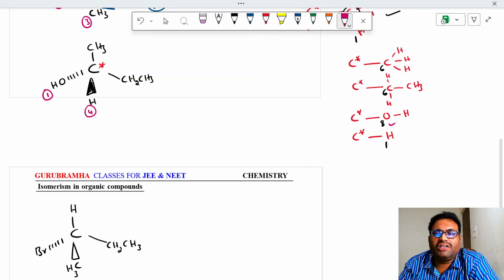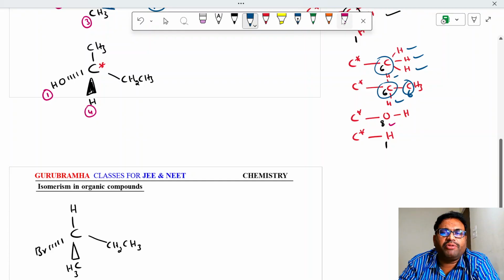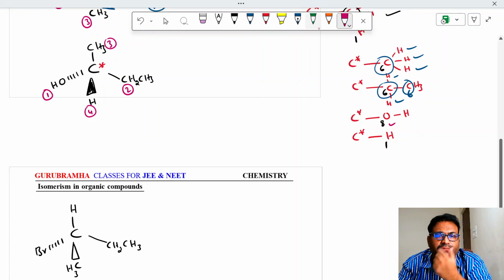Among CH2CH3 and CH3, which has more priority? The directly attached atom is the same here. Then next to it, for CH3 it is hydrogen, hydrogen, hydrogen, but for CH2CH3 it is hydrogen, hydrogen, carbon. So if directly attached atoms are the same, you have to move to the next atom and follow the same rule of high atomic number. The atomic number of carbon is 6, so this will have higher priority than CH3. CH2CH3 has priority 2 and CH3 has priority 3.